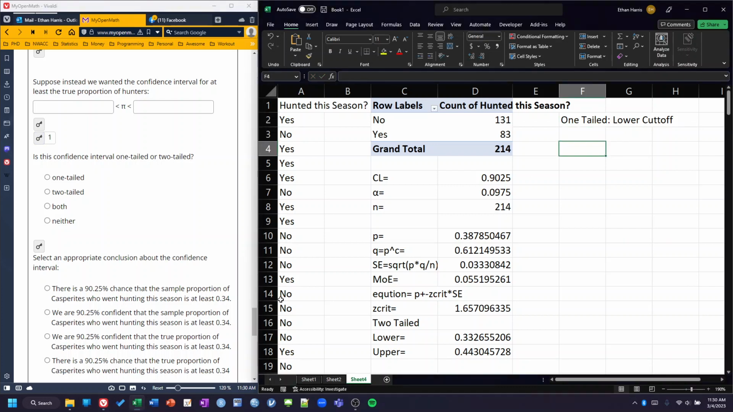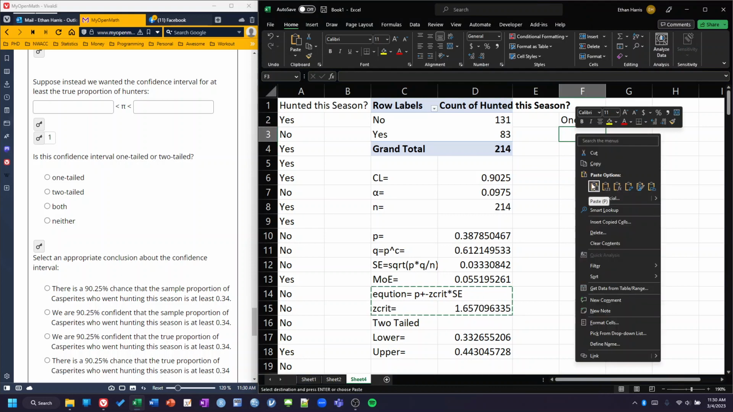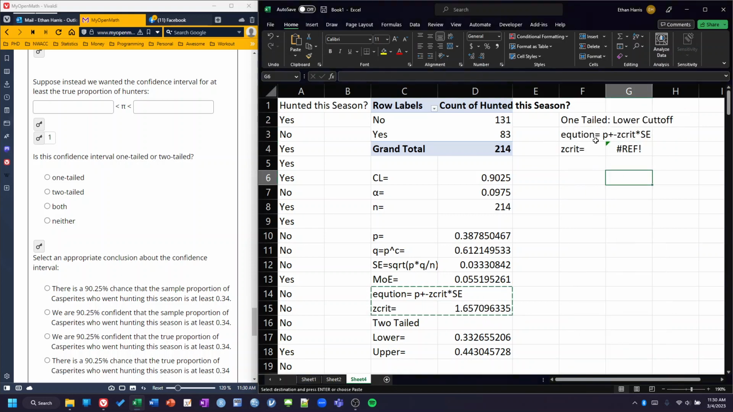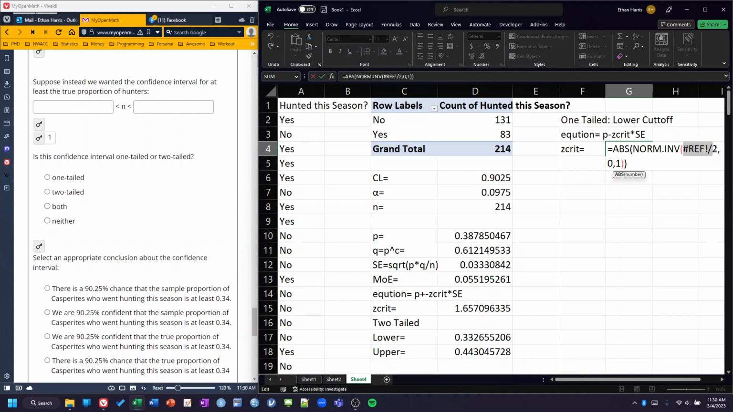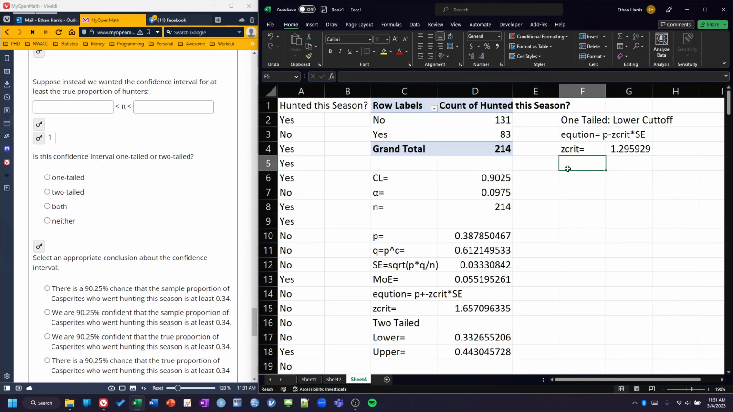Okay, so our equation is just slightly different, mostly in how we calculate our z critical. For the lower cutoff, it is p minus this guy, and the z critical, instead of doing alpha divided by 2, is the exact same thing, absolute value, norm.inverse probability. Because we're only throwing our error to one side, we don't divide alpha by 2, we just use alpha for our z critical.